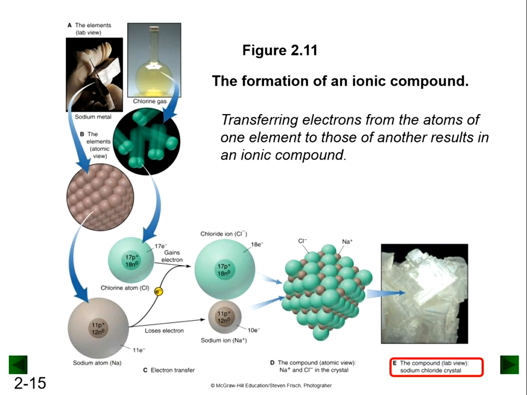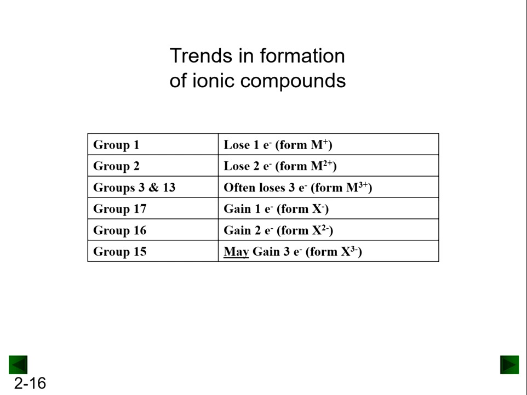Now, all metals don't form ions with just a single charge. Some have more than one charge. And there are many nonmetals that form ions that have more than one negative charge. And this is the trend, and this is one you will need to know because this will be important for you when you go to predict compounds, so you should know this table.